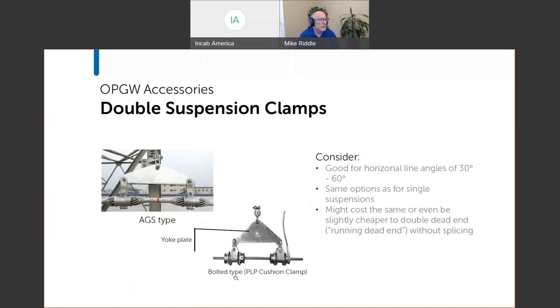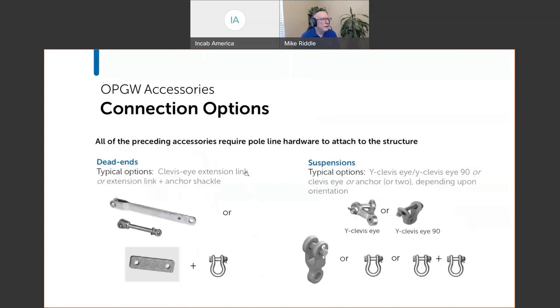These work fine. I have nothing against them, but I have noticed that sometimes this yoke plate, which is a big chunk of steel, can get quite pricey. By the time you add up the suspension unit itself, plus the cost of the yoke plate, plus the cost of your attachment hardware, you might actually find it's cheaper to just double dead end. And you can double dead end without having a splice point. People sometimes call that a running dead end. That actually might be cheaper and easier to install, as a matter of fact, than using a double suspension. But there's nothing wrong with them. They work great. I've used them myself.